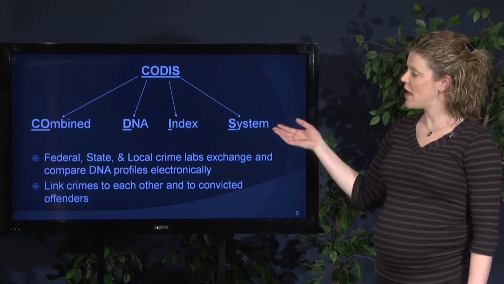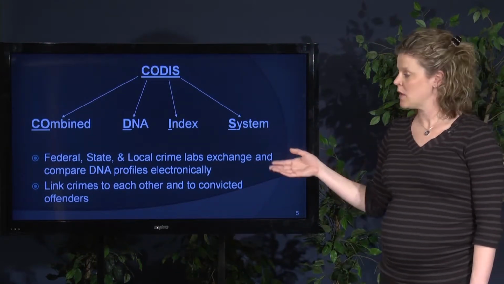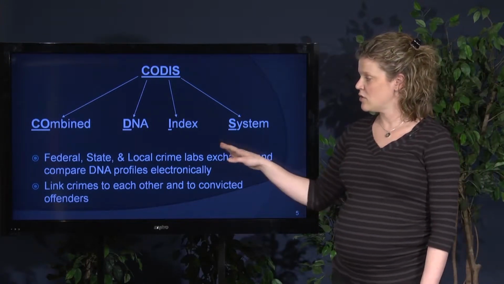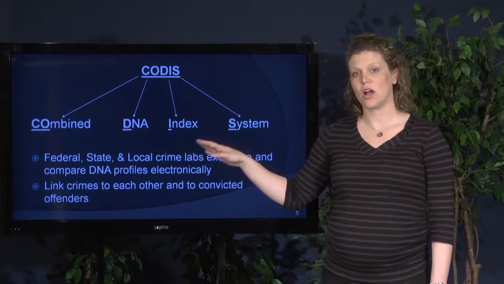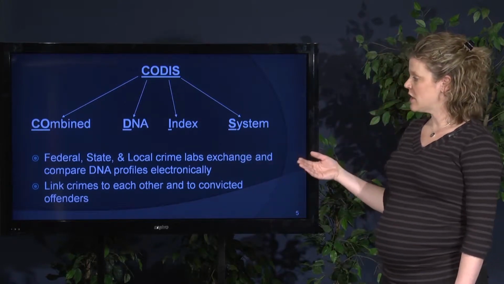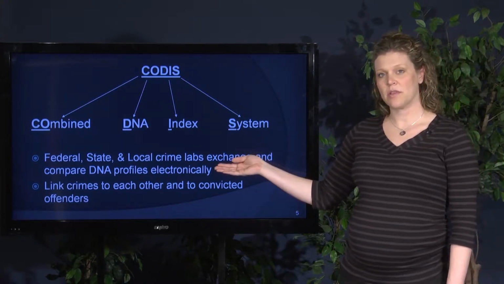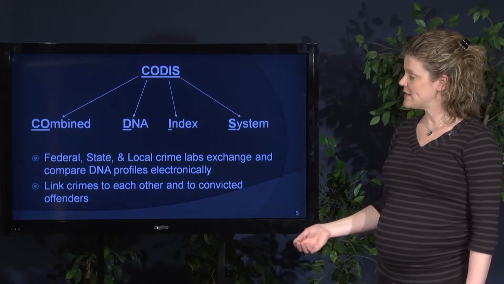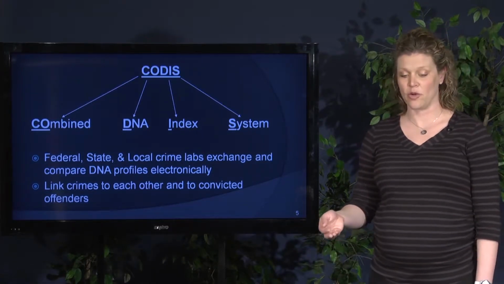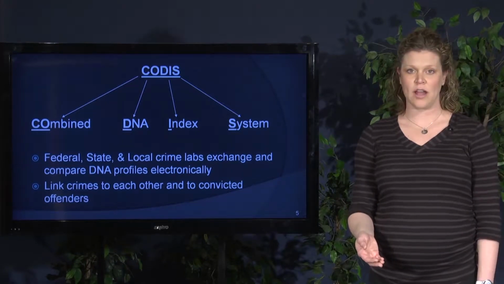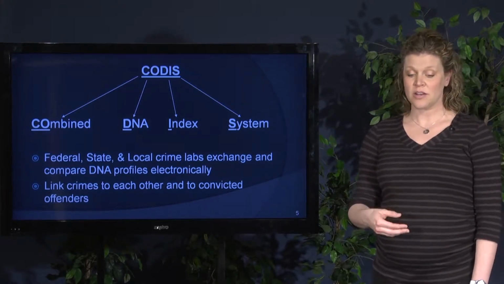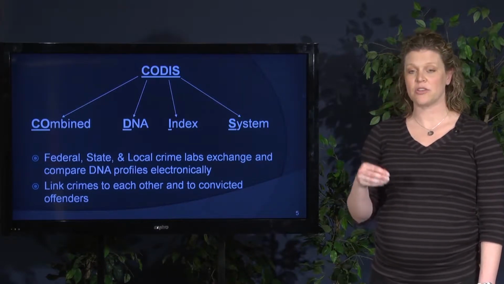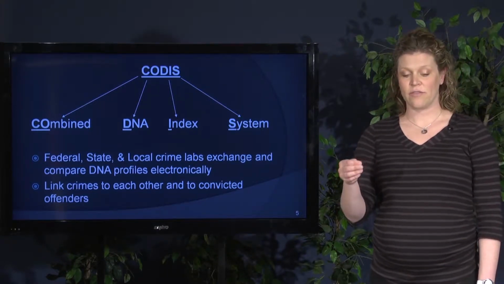CODIS stands for Combined DNA Indexing System. We're basically taking and comparing profiles developed at local, state, and federal crime labs across the United States, loading them into the database and comparing them electronically. The state of Iowa is only a state laboratory format. We don't have local crime labs. So in our state, we load profiles in the state crime lab that then are compared to the national level or the federal level.